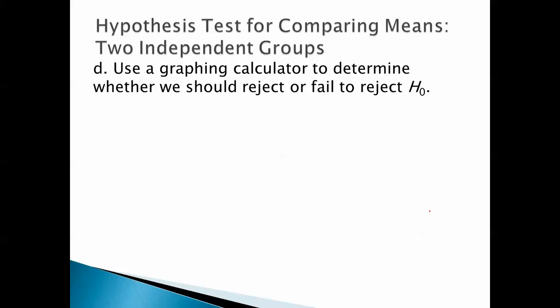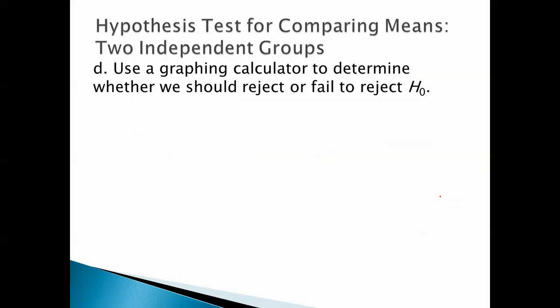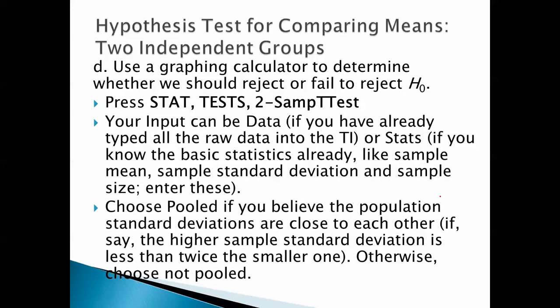Use a graphing calculator to determine whether we should reject or fail to reject H0. Now there are ways that we could actually use a table to determine whether or not we should accept or reject the null hypothesis, but to be honest with you, it's just easier to use the TI, so let's go ahead and do that. Okay, so we'll go over this and I'll show you how this works in a moment.